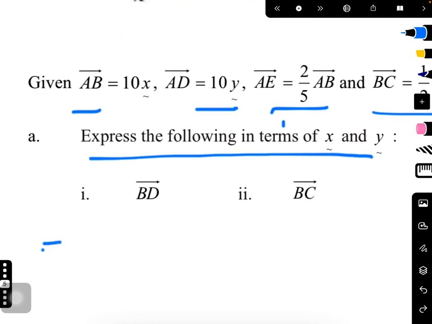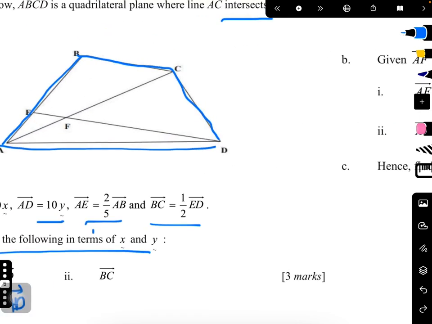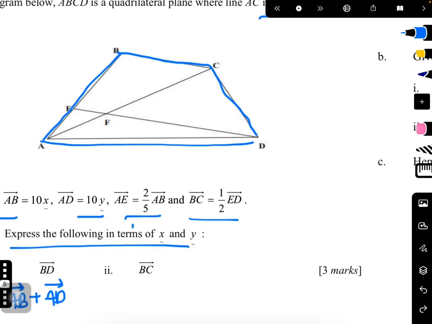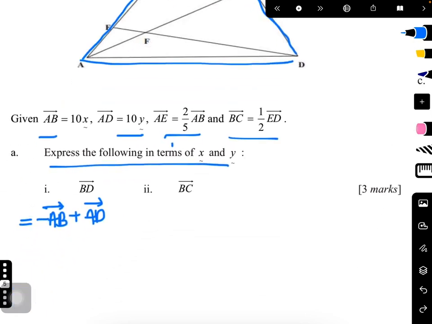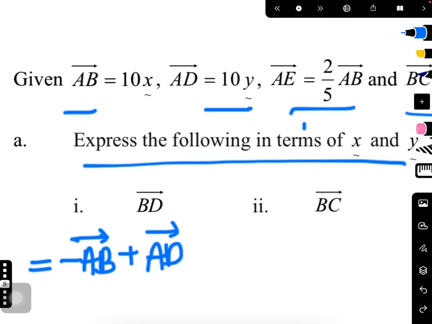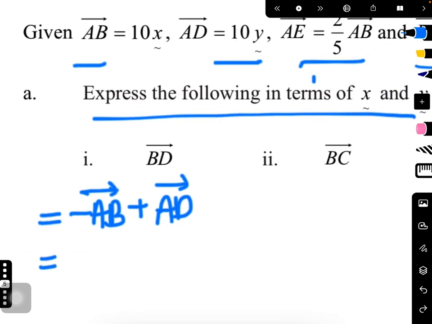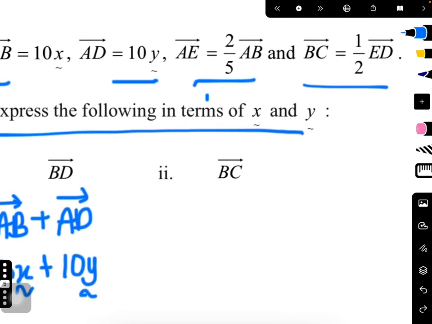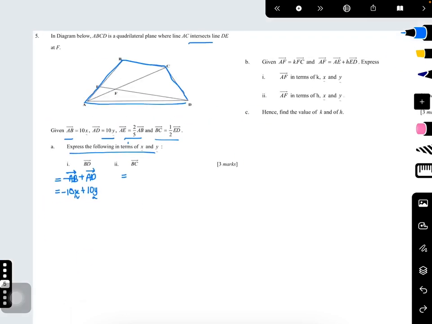Okay, equal to negative AB plus AD. You don't need to worry what BC or CD is because it has been given that BD. So we can just go straight on it. Negative AB, negative 10x because it is in the opposite direction, plus AD, 10y. Okay, it's done.